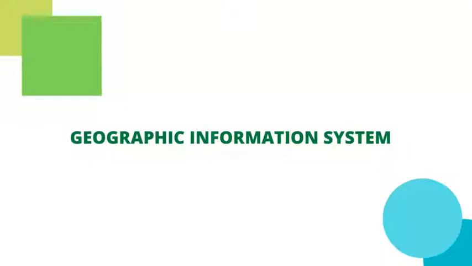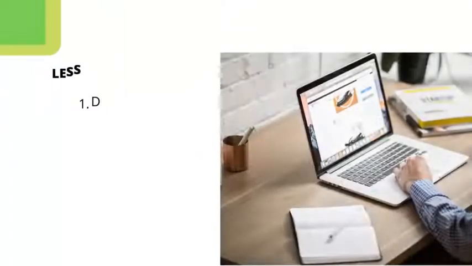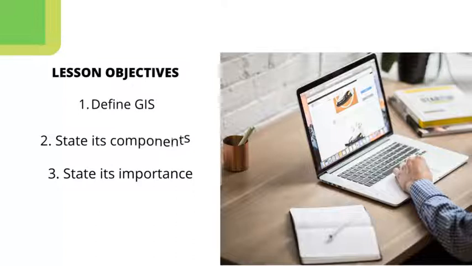And the lesson objectives are: 1. You should be able to define GIS or Geographic Information Science. 2. You should be able to state and explain the various components, uses, and examples of GIS components.